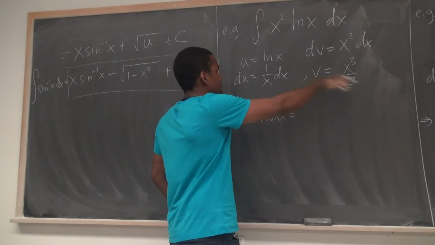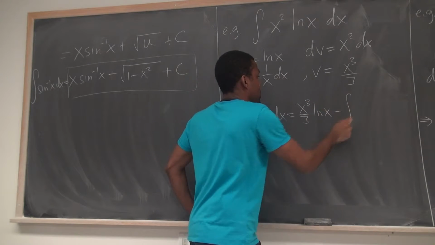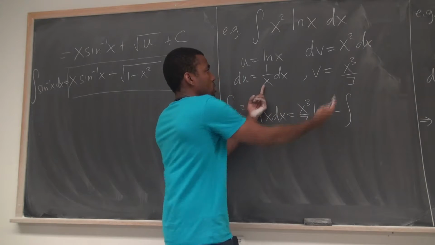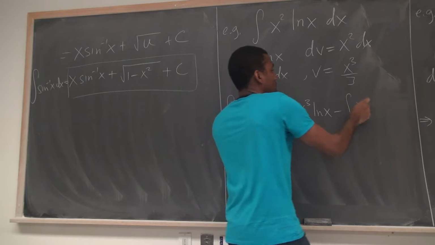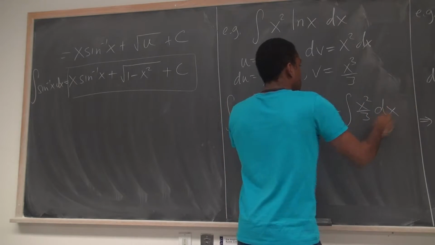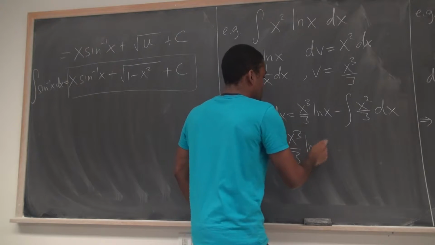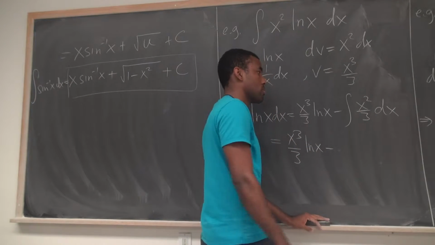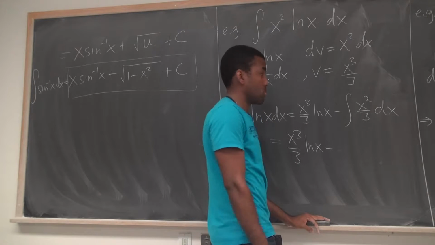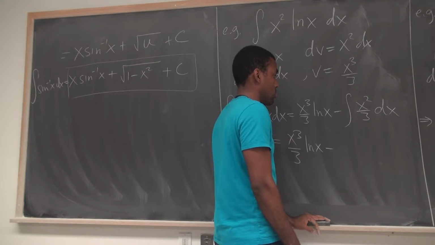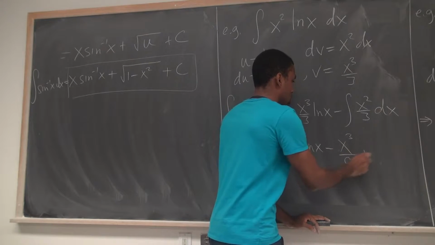Right, so it's u times v, x cubed over 3 ln x minus the integral of v du. But now you're multiplying two things that are powers of x. X just cancels one of these guys, you get x squared over 3. So this would be x cubed over 3 ln x minus integral of this. 1/3 equal that, and then x cubed over 3 again. So ultimately it's x cubed over 9.